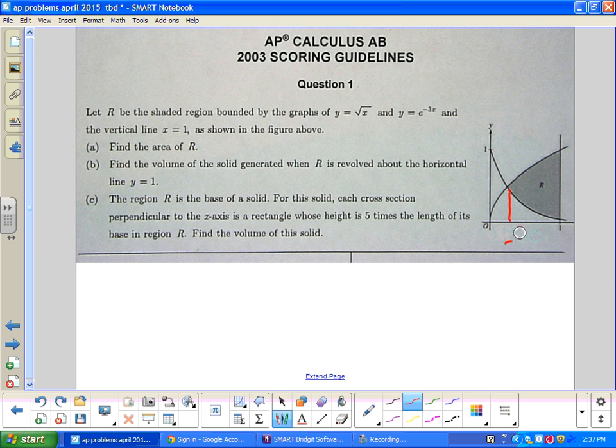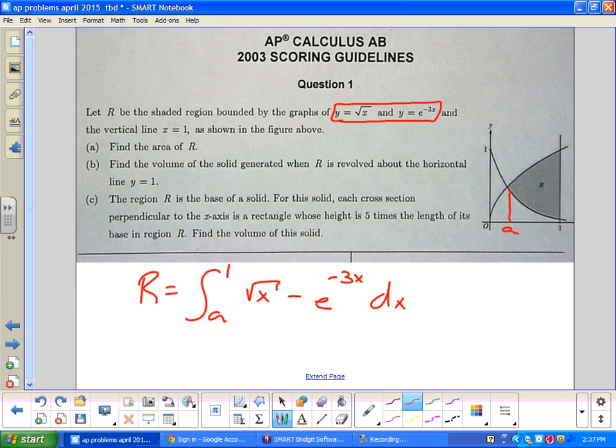So here's what I would do initially if I was doing this problem. I wouldn't get A right away. I'd say, okay, region R. R is equal to the integral from A to 1 of square root of x minus e to the negative 3x dx. But I can't get the answer without finding letter A. All right? Guys, to get letter A, we're just going to have to use our calculator.